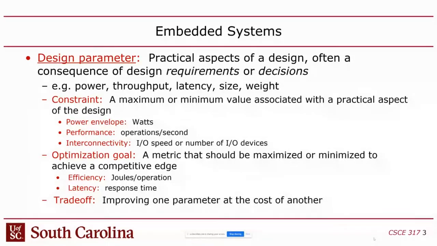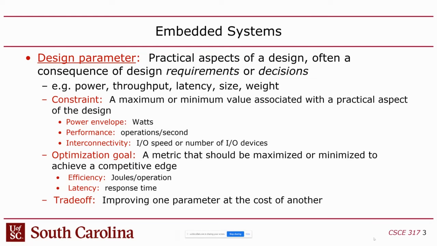Now, on the other hand, you may also have optimization goals, which is a metric that needs to be maximized or minimized to become competitive. So you might say, well, I've got a device here, it achieves all my constraints, but its battery lasts longer than the competitor's, or maybe it's a little bit more snappy than the competitor's. That's not necessarily a constraint, but it's a goal.